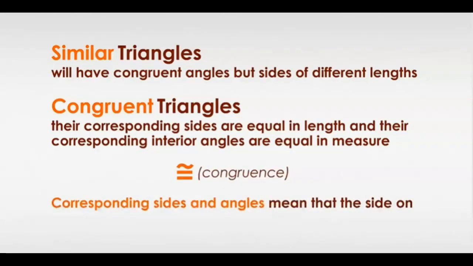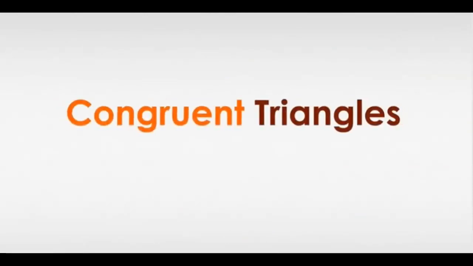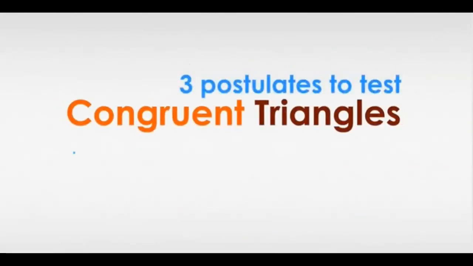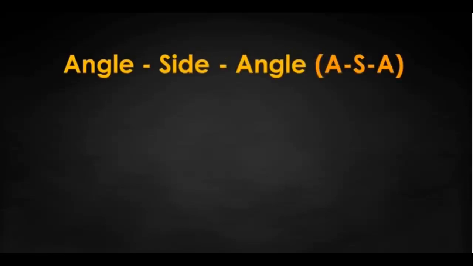Remember, corresponding sides and angles means that the side on one triangle and the side on the other triangle in the same position match. You may have to rotate one triangle to make a careful comparison and find corresponding parts. Testing to see if triangles are congruent involves three postulates: angle-side-angle, abbreviated ASA, side-angle-side, abbreviated SAS, and side-side-side, abbreviated SSS. Let's take a look at the three postulates, starting with the angle-side-angle or ASA postulate.